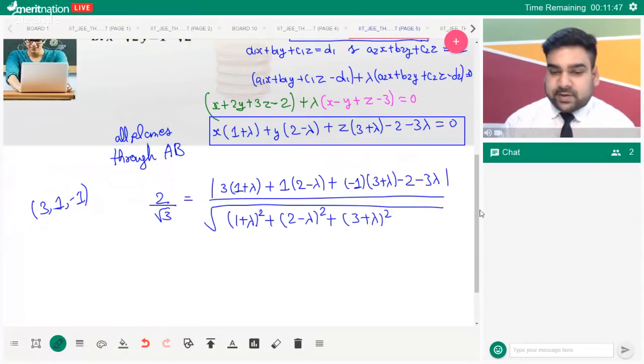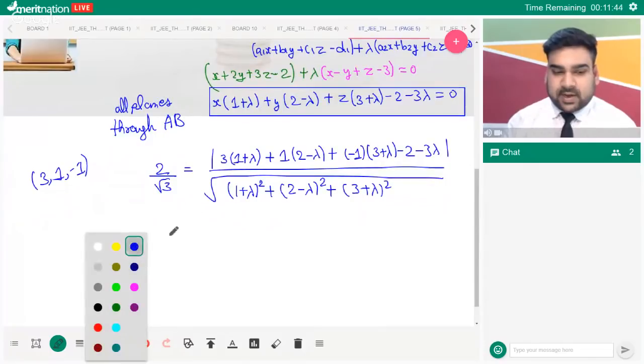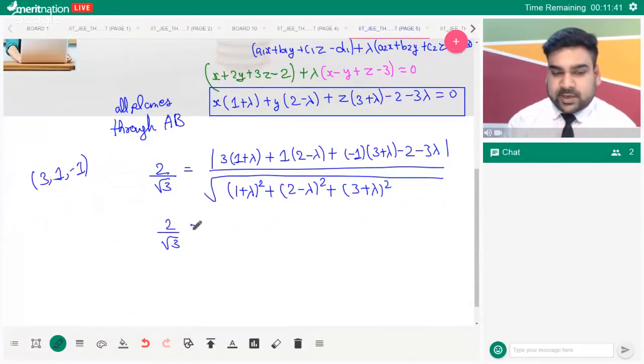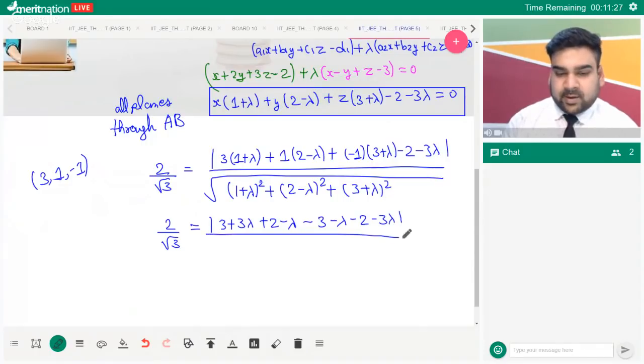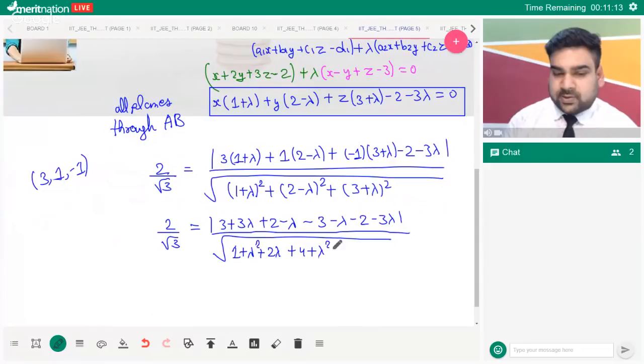Now if you simplify this equation, guys, you can square on both sides. I can write that 2 by root 3 is equal to, in the numerator, 3 plus 3 lambda plus 2 minus 2 lambda, plus minus 3 minus lambda minus 2 minus 3 lambda, divided by, in the denominator, you can expand these squares as well. It will be the square root of 1 plus lambda square plus 2 lambda plus 4 plus lambda square minus 4 lambda plus 3 plus 9 plus lambda square plus 6 lambda.